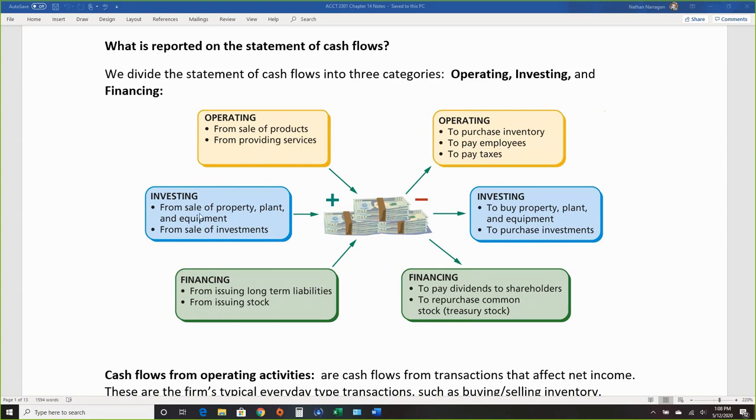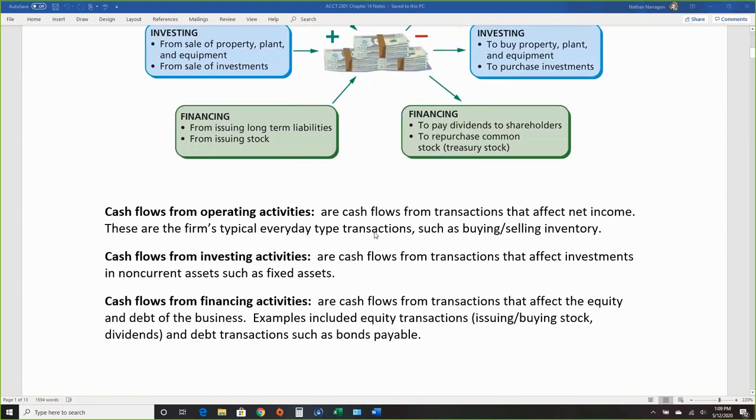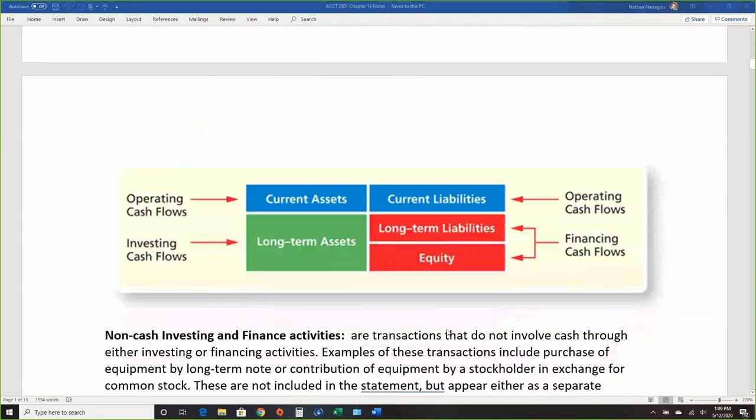Investing is all about fixed assets or long-term assets. Financing is more your long-term liabilities and your common stock, your equity. Again, we're going to look mostly at whether it increases cash or decreases cash in the statement of cash flows. That's basically what's going on here. And here's a nice little graphic to help you see what areas we're going to focus on for these three items. Operating looks at current assets and current liabilities on the balance sheet. Investing looks at long-term assets. And financing looks at long-term liabilities and equity.